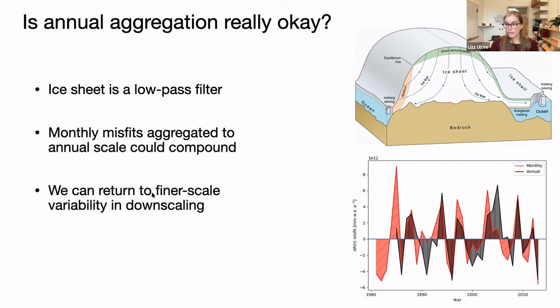Finally, we're able to return to finer scale variability, so shorter timescales, in the spatial downscaling that I'll show momentarily. So we conclude that, yes, annual aggregation is okay as a first attempt, and we'll go back and clean up and get some monthly variability in there later on.